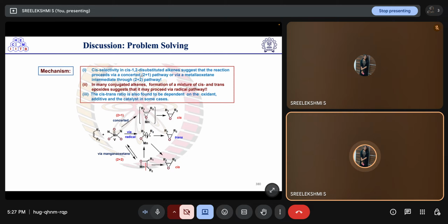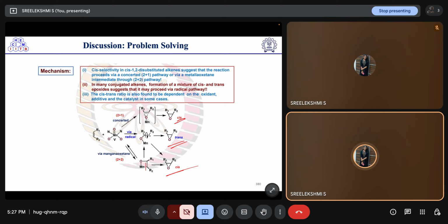Now, if we see the mechanism, cis selectivity in cis 1,2-disubstituted alkene suggests that the reaction proceeds via a concerted 2 plus 1 pathway. Like this pathway, it can form, or a metallo-oxetane intermediate, that is through a 2 plus 2 pathway. So if it goes through here, we will be getting the cis one. If it goes through this radical intermediate, we will get this trans product. And if it is going through this manganaoxetane, again we will be getting the cis product. And through radical we can get the cis product, and if it is rotating we can get the trans product as well.